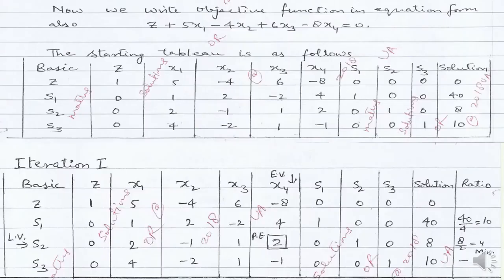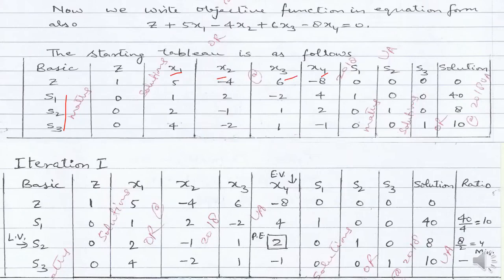So what we do, we write the z equation by taking all elements of the z row on the left hand side and making the right hand side 0. So we have written this objective function: z plus 5x1 minus 4x2 plus 6x3 minus 8x4 is equal to 0. We write the starting table here and we have taken basic variables as s1, s2, s3. These are the basic variables, and we take values of x1, x2, x3, x4 as 0. These are non-basic variables. So we can write down the table.